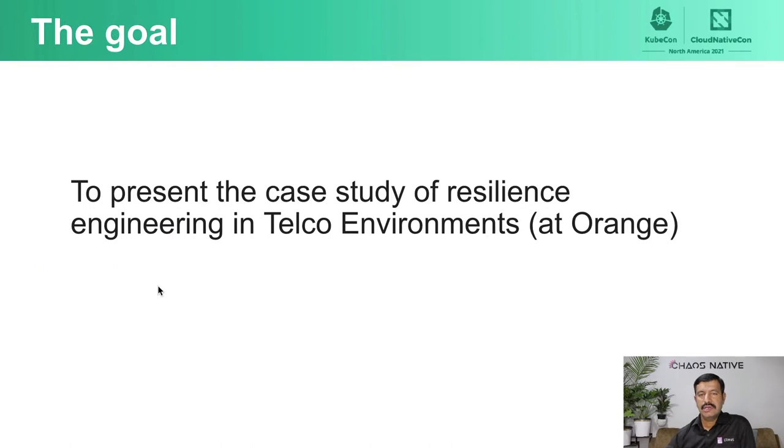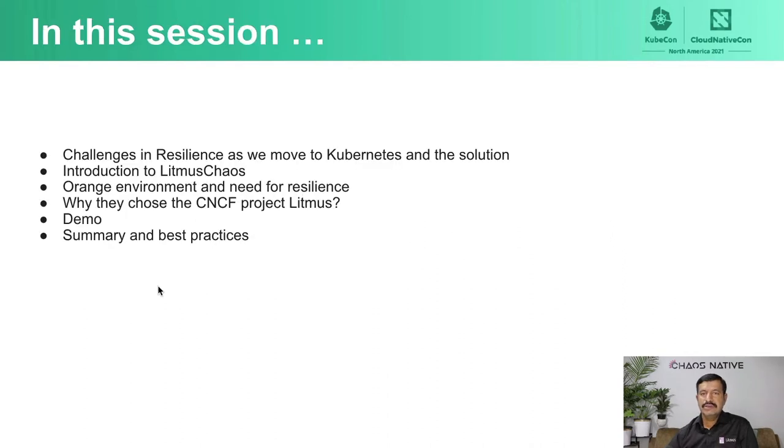Today, we'll be talking about a case study of the chaos engineering project Litmus at Orange, how they're using it to improve the resilience of their overall Kubernetes-based platform. So we're going to talk first about the challenges in general about reliability around the Kubernetes ecosystem today. And I will be talking about how Litmus can help in incrementally tackling this challenge of reliability in Kubernetes and cloud native environments in general.